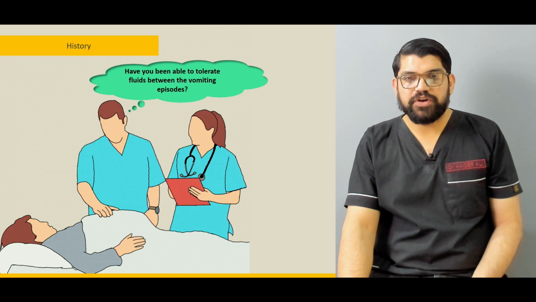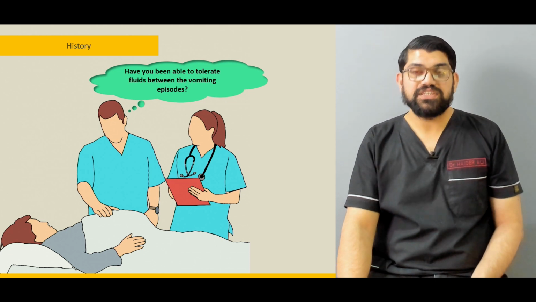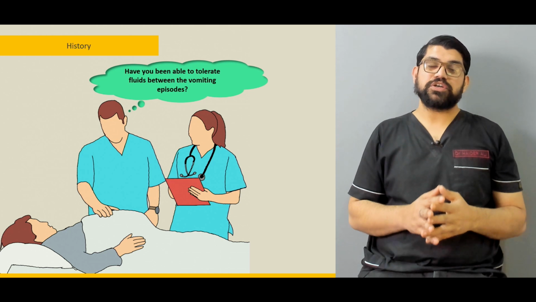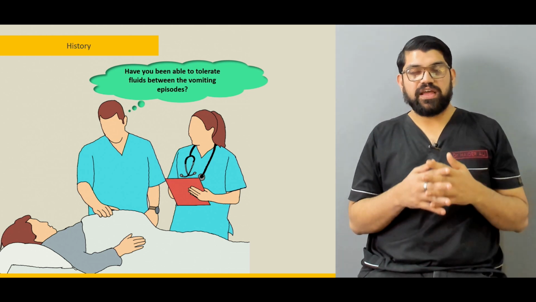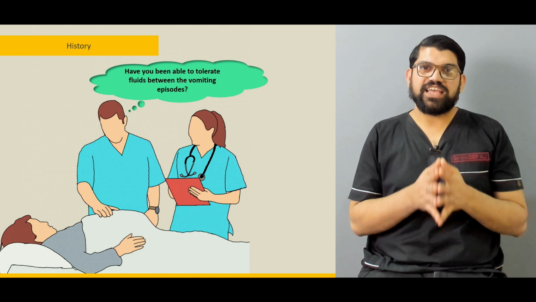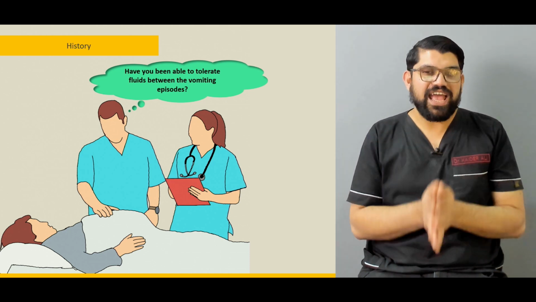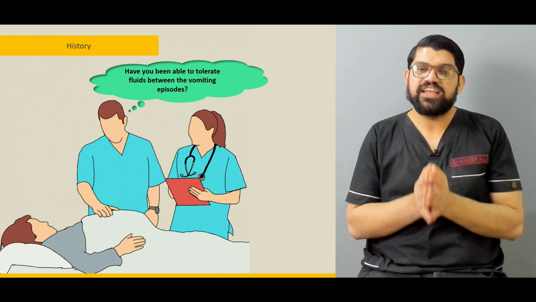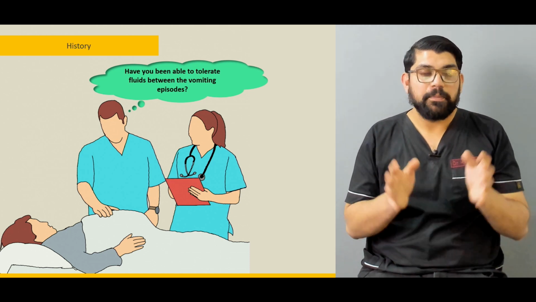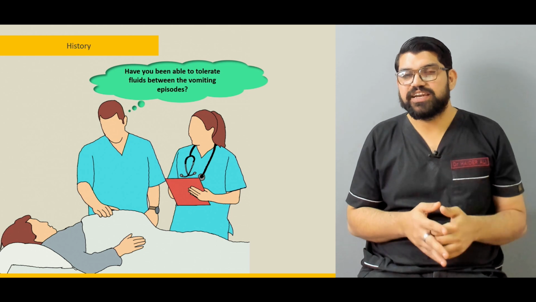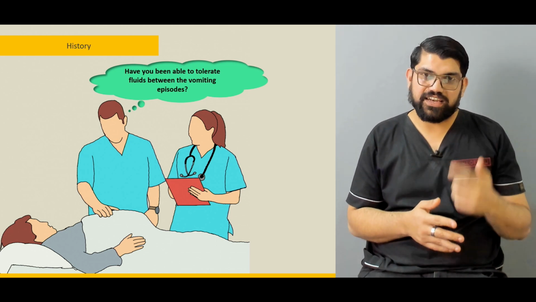Patients with ovarian torsion can present with acute vomiting, that is vomiting from the past less than 1 week. Have you been able to tolerate fluids between the vomiting episodes? This is a very, very important question, and you need to ask every person who presents with vomiting before sending them home. If they answer yes, they can tolerate, you are safe to send this patient home. But if they are not and still you send them, that's negligence.